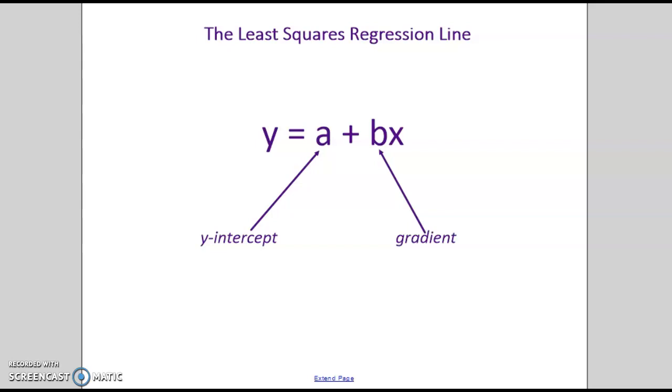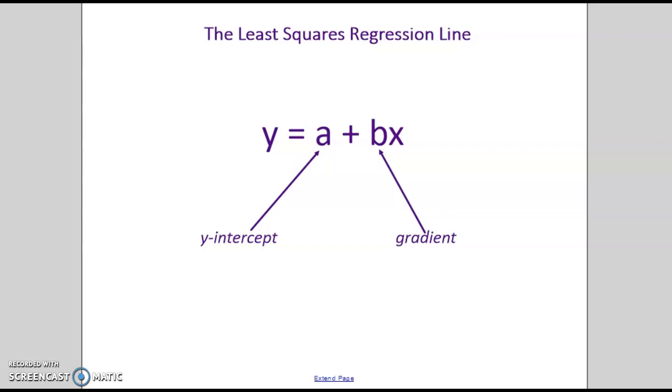So I would highlight or draw a big circle around that on page 24. That is really, really important. You need to make sure you are aware, and you are 100% confident that the equation for the least squares regression line is y equals a plus bx.